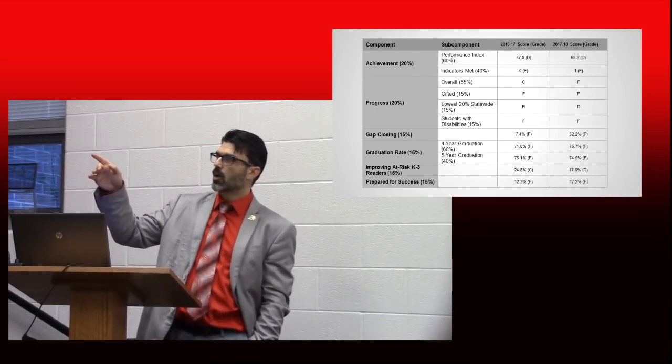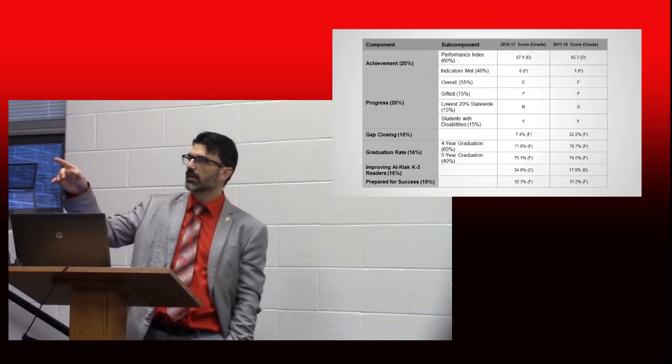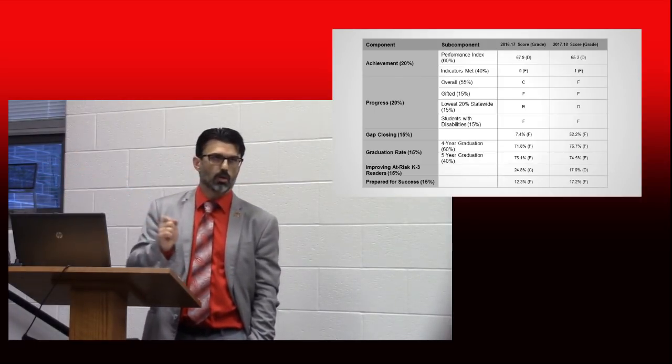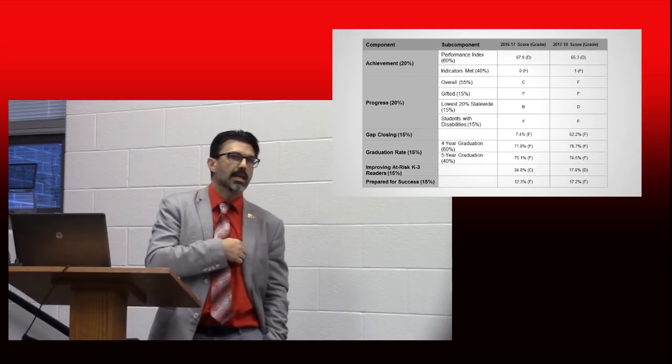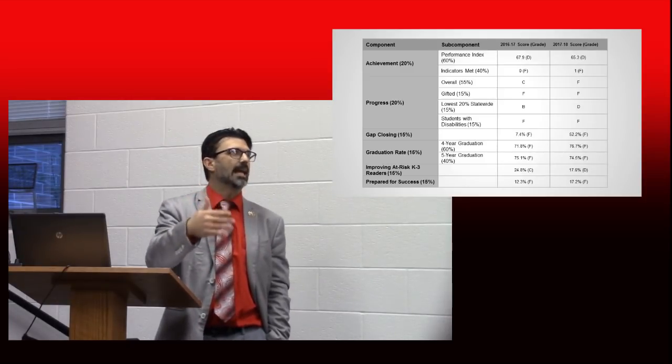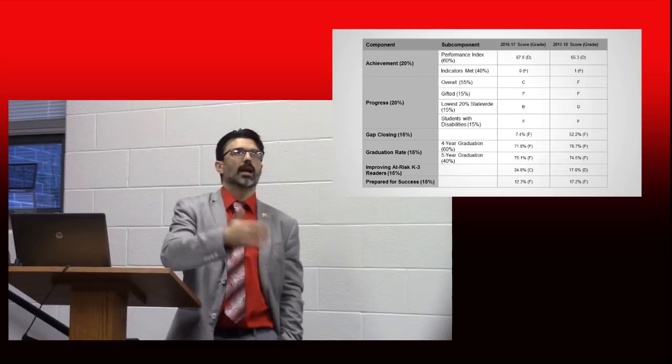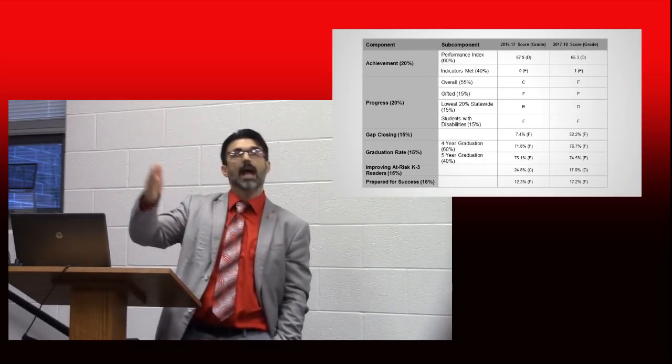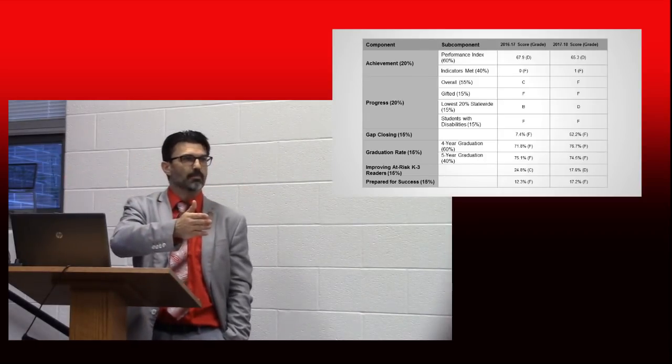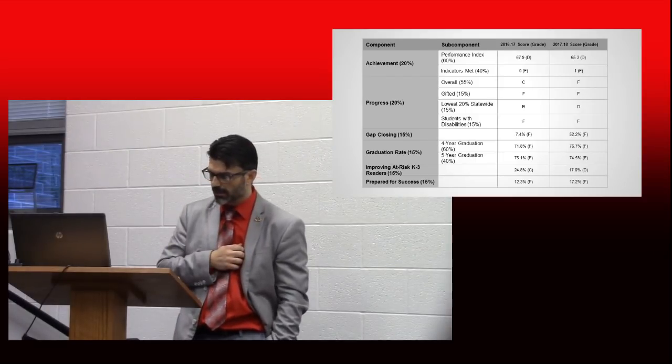On paper, our score for improving at-risk K-3 readers is lower. However, as I'll explain, that's actually a result of a data entry error, and correcting that error means we actually outperformed the previous year in that measure. I'll speak to that more as we go.